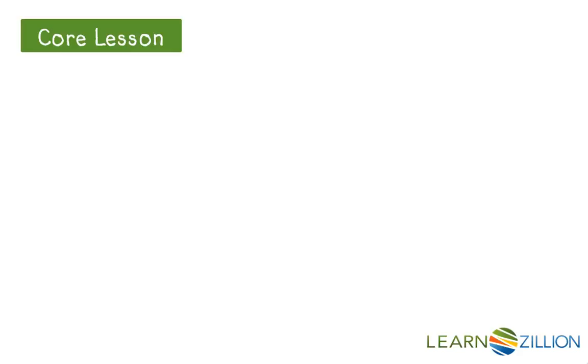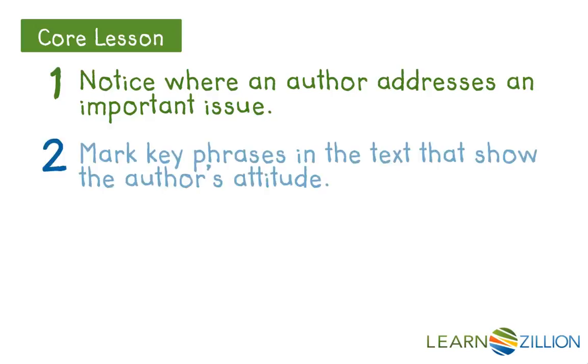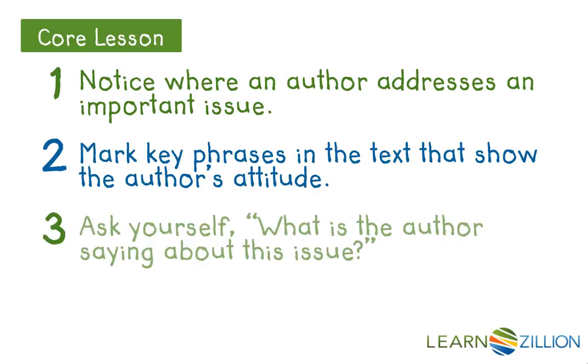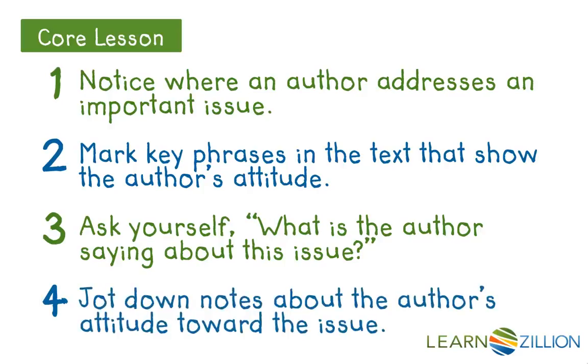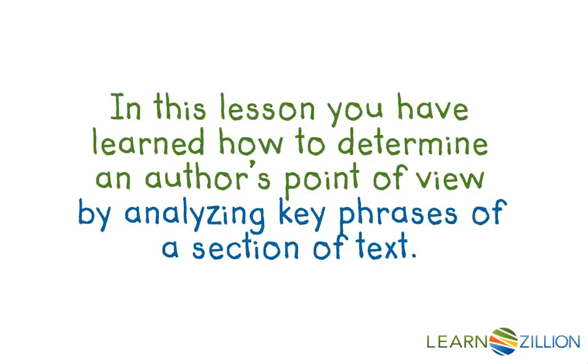Again, here are the steps you can take when looking for an author's point of view. First, notice where an author addresses an important issue. Next, mark key phrases in the text that show the author's attitude. Then, ask yourself, what is the author saying about this issue? Finally, jot down notes about the author's attitude toward the issue. In this lesson, you have learned how to determine an author's point of view by analyzing key phrases of a section of text.